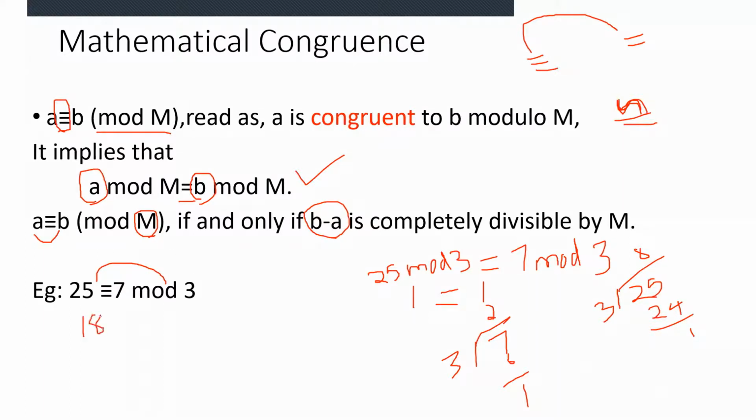18 divided by 3 is 6. 18 is completely divisible by 3, right? 6 3s are 18. So this part is also clear. So if you are able to find this, you will be able to equate A is congruent to B.